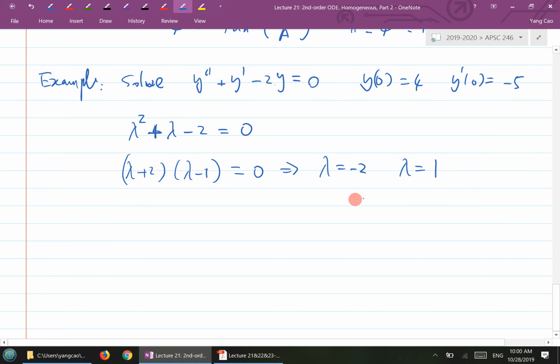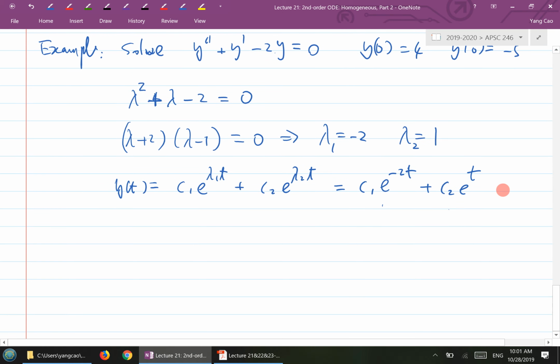Once you get this, you look at the table. Because there are two real roots, your general solution is C1 e to the lambda 1 t plus C2 e to the lambda 2 t, so C1 e to the negative 2t plus C2 e to the t. That's your general solution. Then we make use of the initial conditions to solve for C1 and C2.